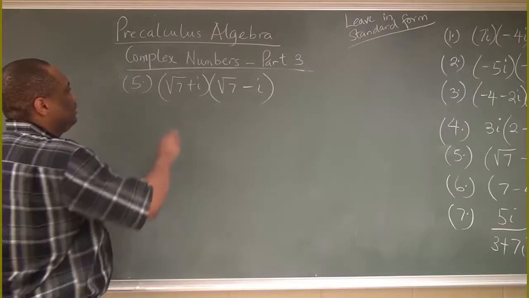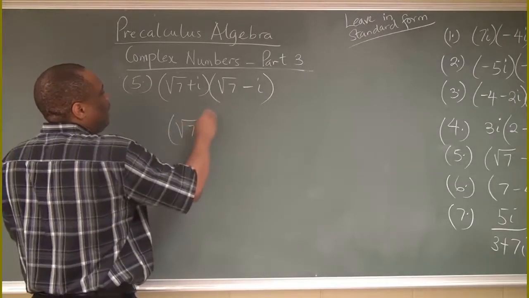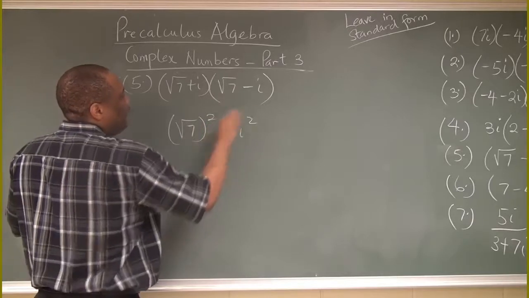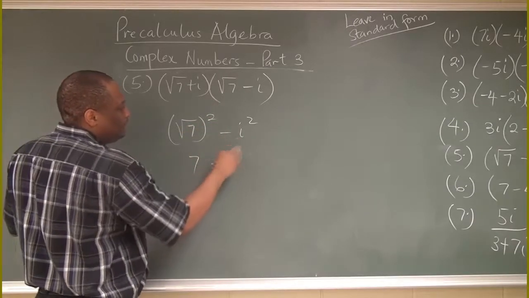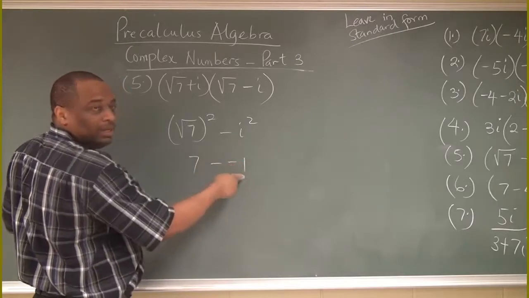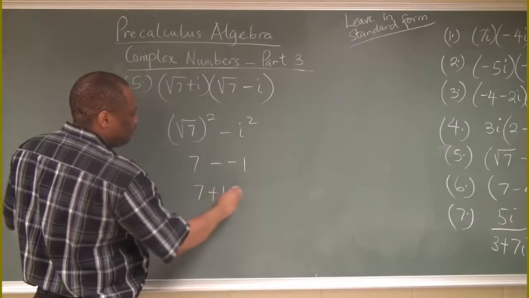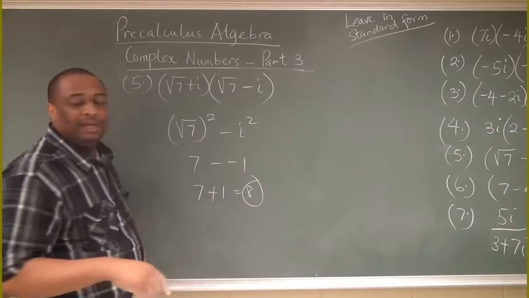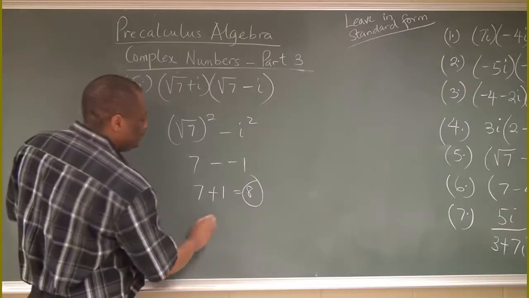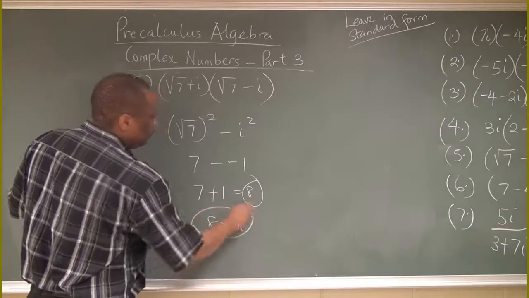It's important. So this gives us root 7 all squared minus i squared. Root 7 all squared is 7, minus i squared, which is minus 1. So this is 7 plus 1, which is 8. The answer is 8. They want you to leave it in standard form, so it will be 8 plus 0i.